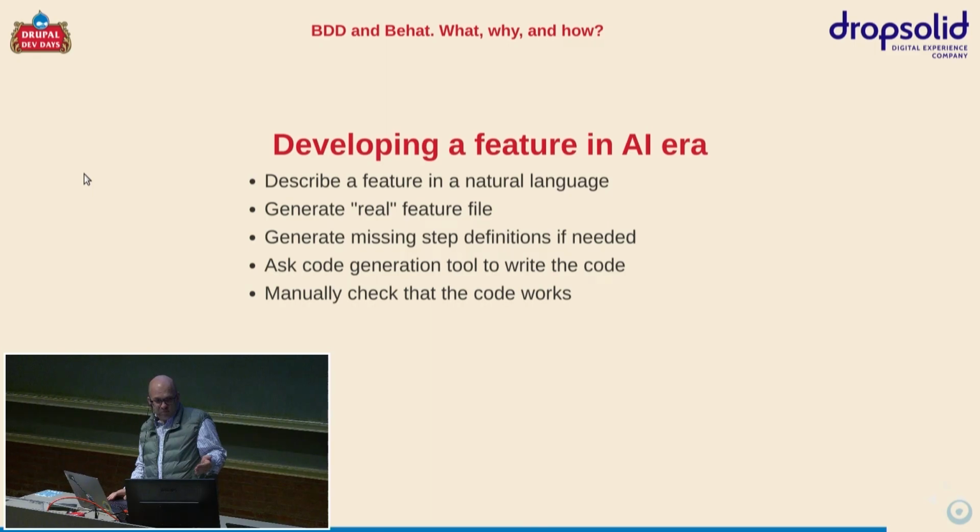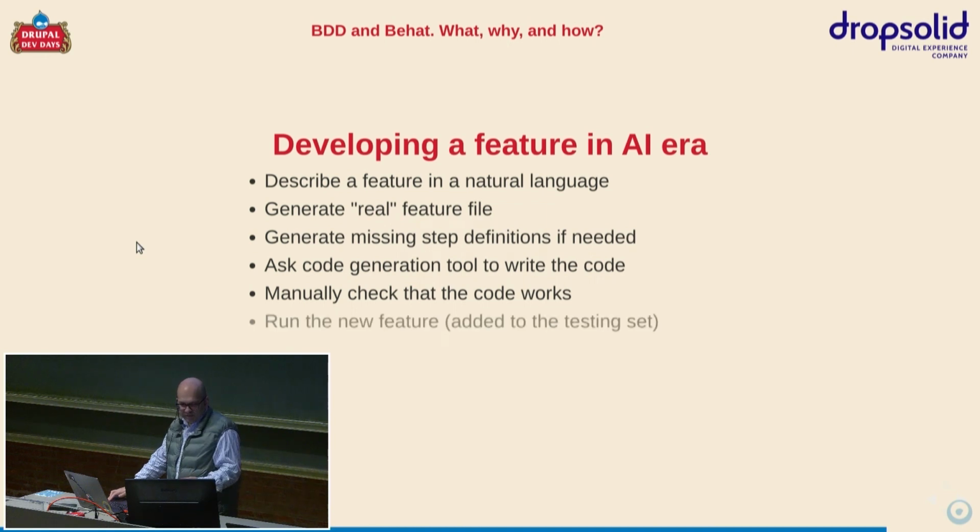But with this flow, you actually can avoid that. Because the price of generating the feature file with any code generation tool becomes negligible. So even before implementing your actual code, you already have the test that would cover it. That sounds good to me.